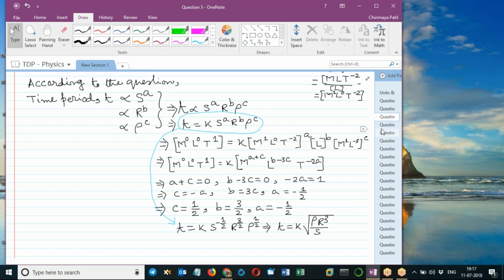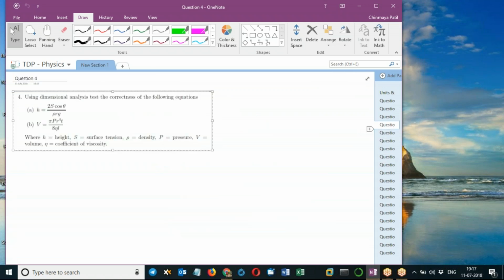Now let's go to the fourth question. Using dimensional analysis, test the correctness of the following equations. So the first one is that h is equal to 2S cos theta by rho r g.